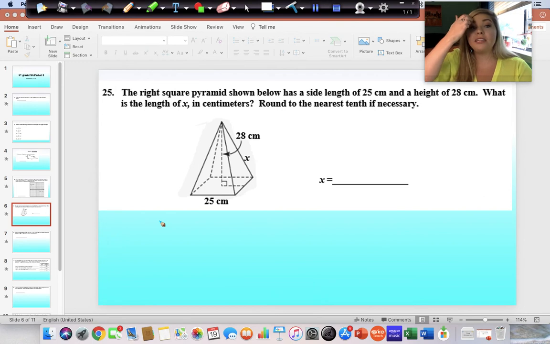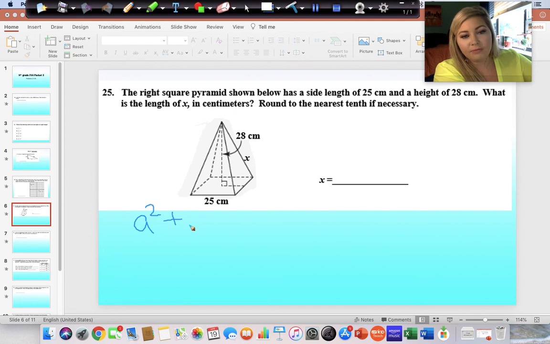All right, it says the right square pyramid shown below has a side length of 25 centimeters and a height of 28 centimeters. What is the length of x in centimeters? Round to the nearest tenths. Again, this is the same thing we've been doing. So a squared plus b squared equals c squared.